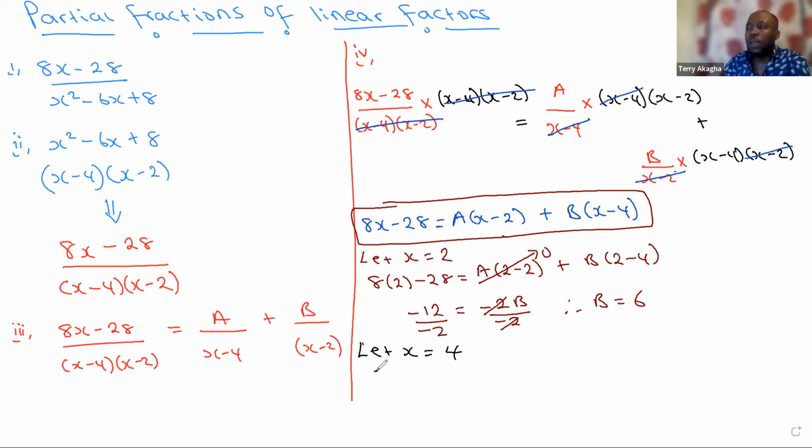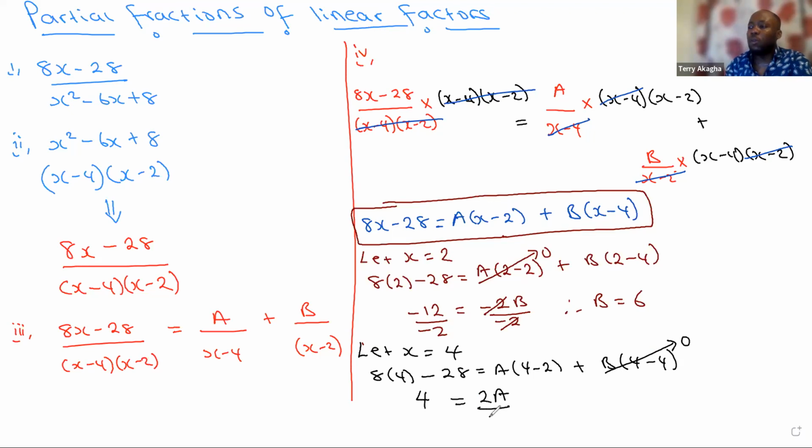So that's going to give you 8(4) minus 28 is equal to a(4 minus 2) plus b(4 minus 4). Can you see? All this will become what? 0. Then 8 times 4 minus 28 will give you 4, which will be equal to 4 minus 2, which gives 2, so 2a. So you divide both sides by 2, and then that will give you a equal to what? 2.